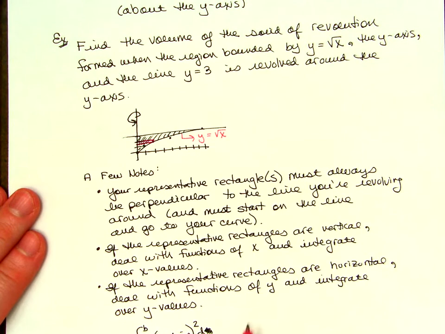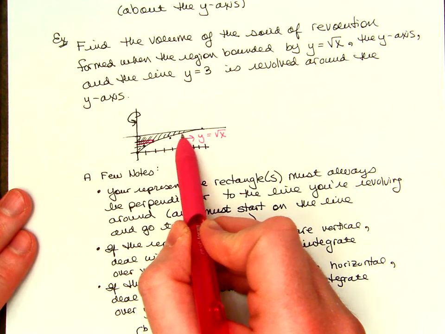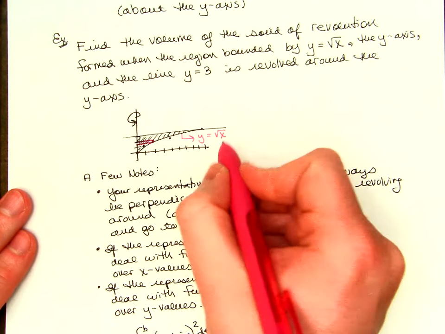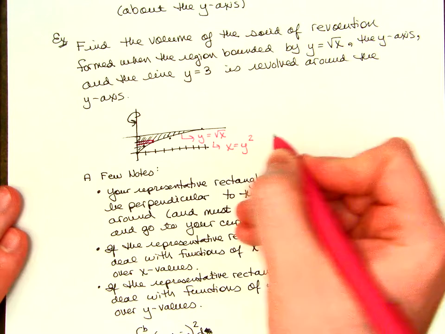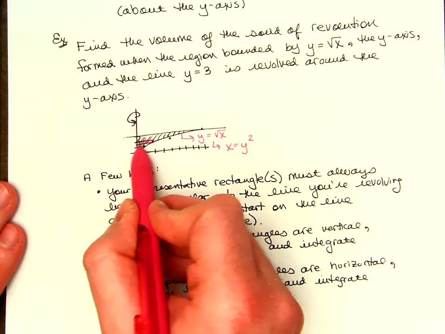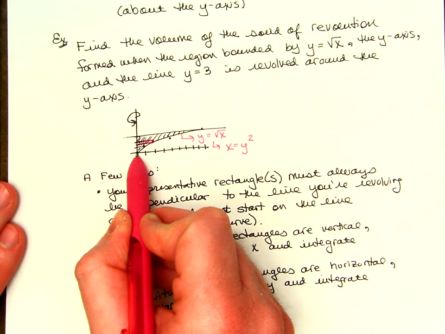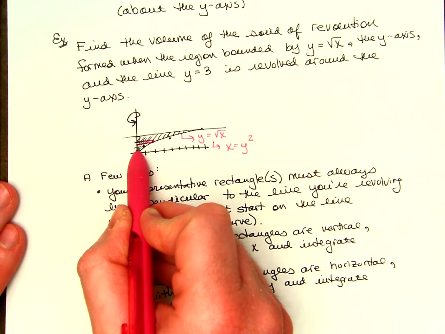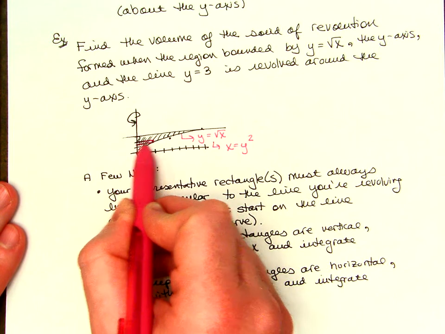My rule says when I'm dealing with these horizontal representative rectangles, I need functions of y, so I need to make this an x equals formula. Well, you can solve this thing for x by just turning it into x equals y squared. And I think that's going to give me my radius now. The length of this rectangle is just y squared. If you're over here, the length of the rectangle is 0 squared, 0. There is no rectangle. If you're over here at 1, the rectangle has a length of 1 squared. If you're over here at 2, the rectangle has a length of 2 squared, 4, and so on.